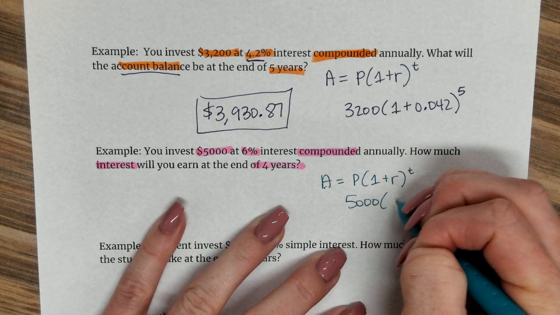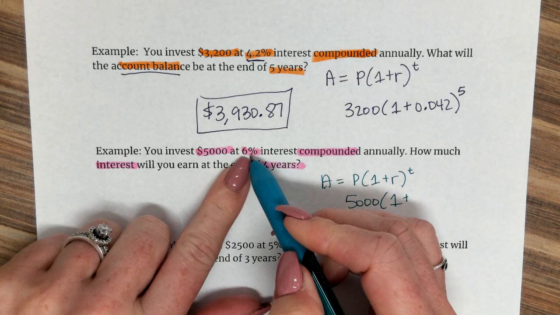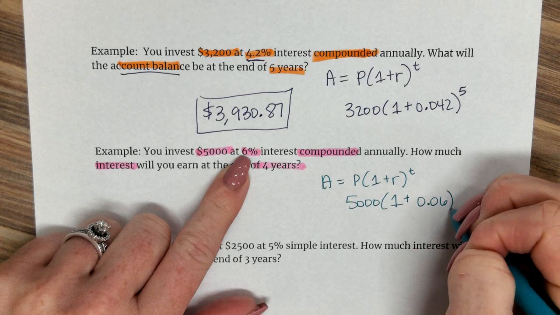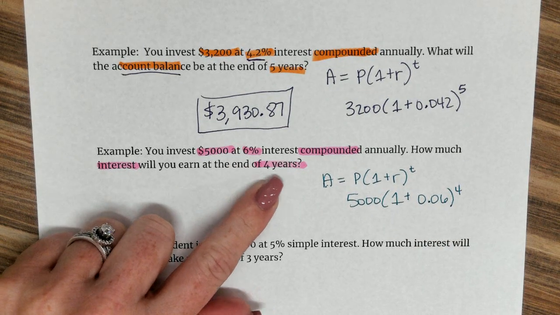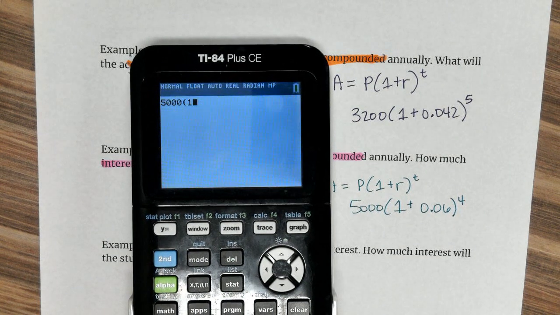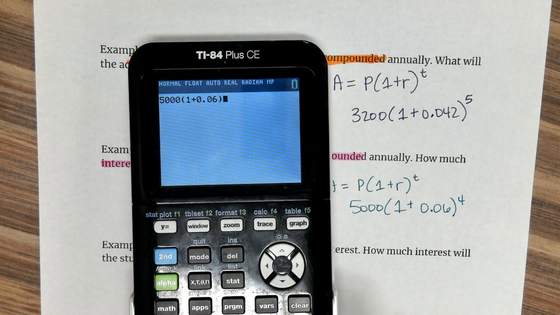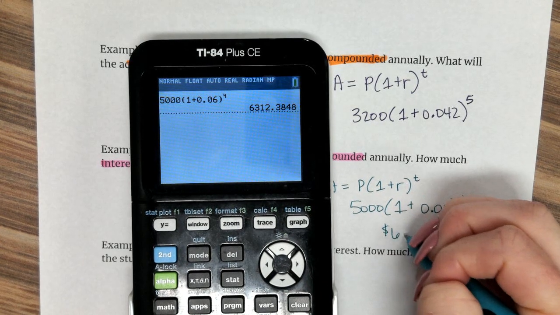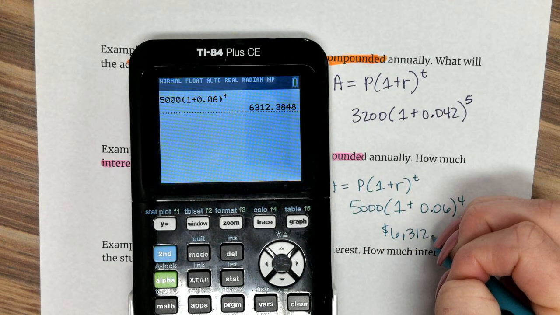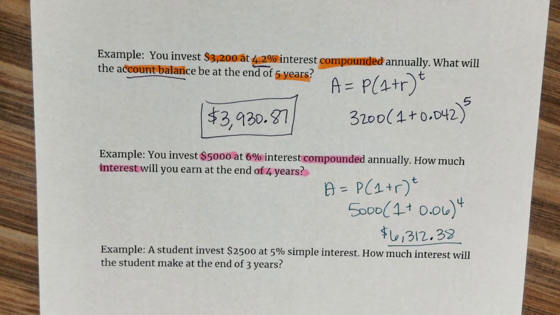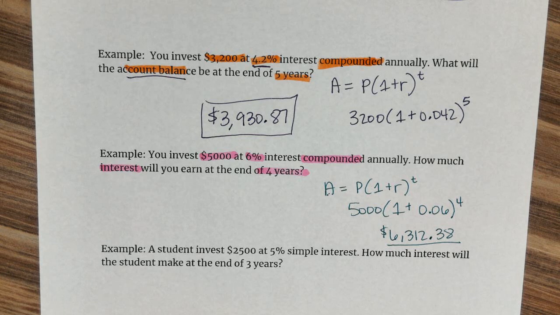5,000 times 1 plus, I got to change this to a what? By putting it over 100, which is 0.06, to the 4th power. Which is $6,312.38. That is not my answer. That is the total account balance.